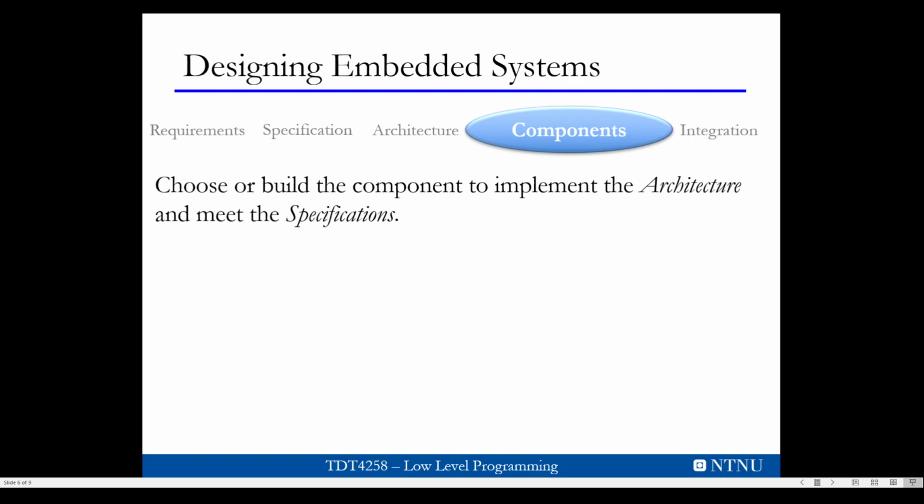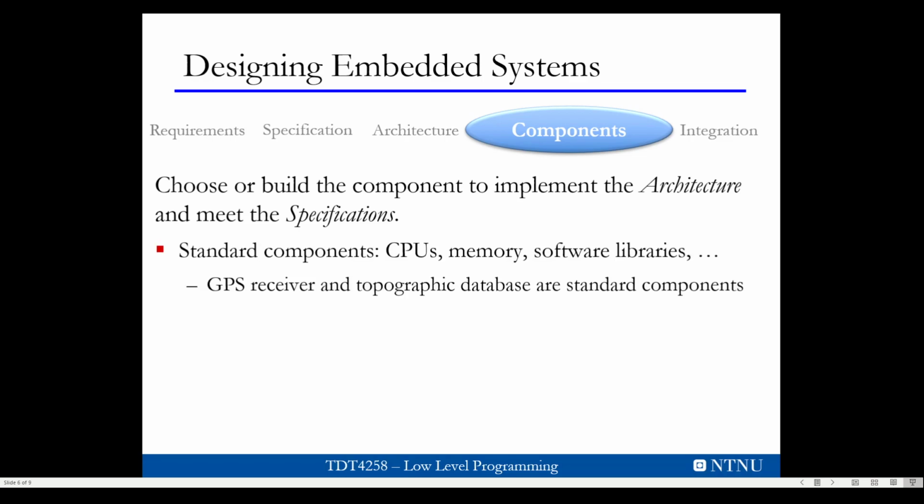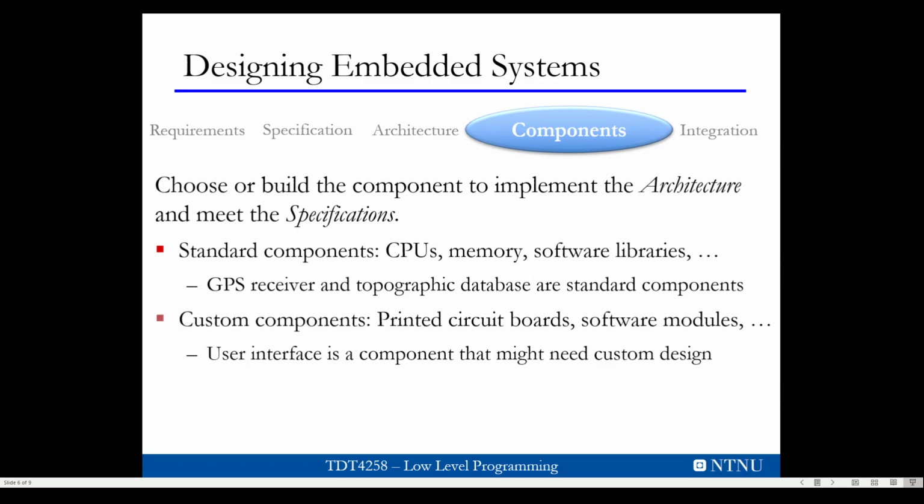The next step is to design the components themselves. There are some standard components that we can use, for example, CPUs, memories, software libraries. And in our example of GPS moving map, a GPS receiver and topographic database are good examples of standard components that can be used in our design. The custom components that are generally required are printed circuit boards and software modules that are not standardized. In our example of GPS moving map, a good example of custom component is the user interface.